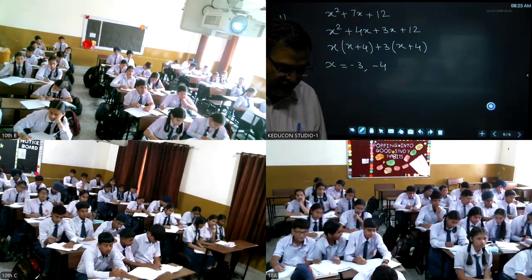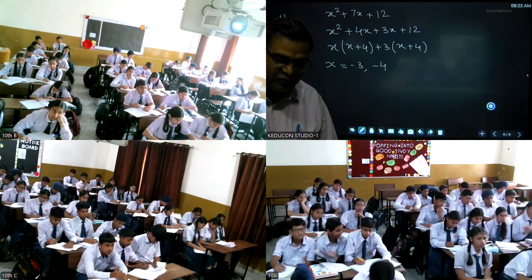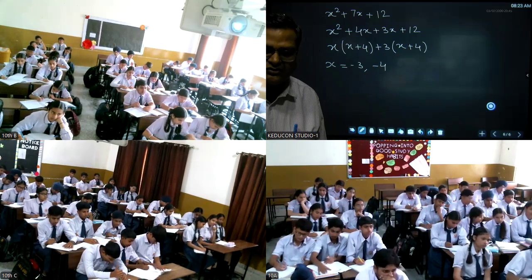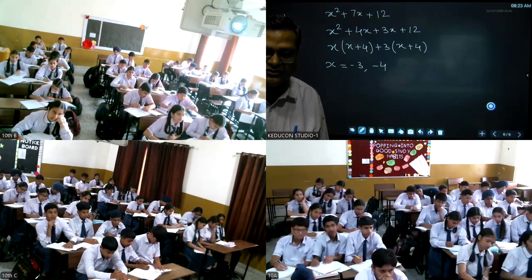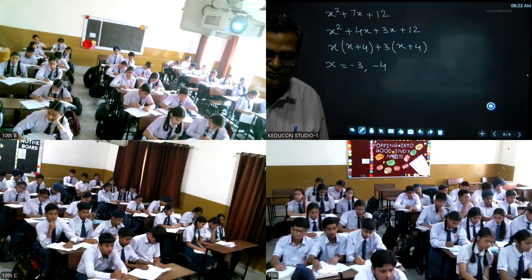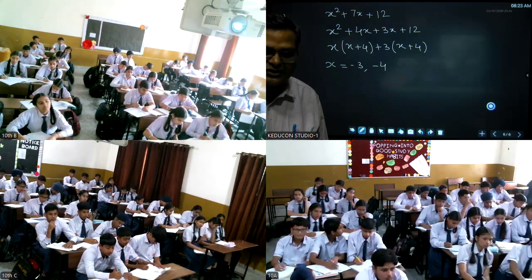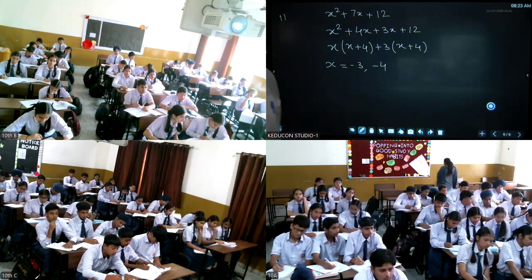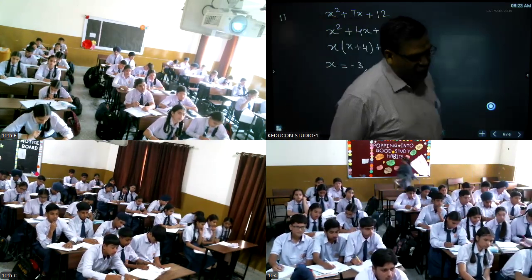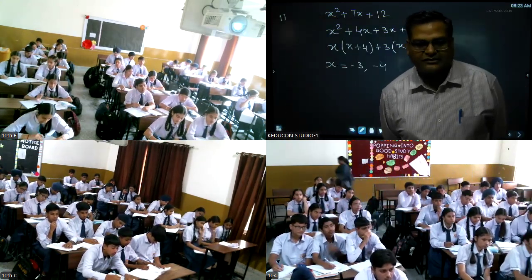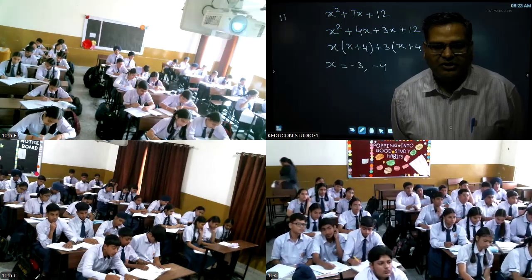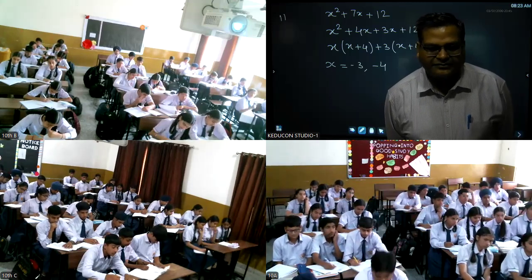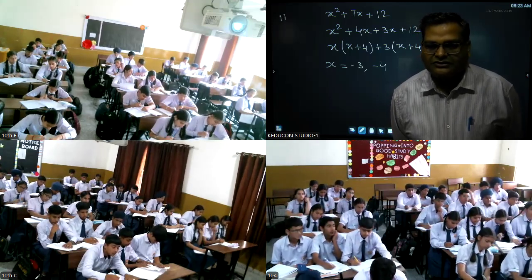Reason: a quadratic polynomial can have at most 2 zeros. Is this correct or not? This is also true. Is this the right explanation? Is this the right explanation, students? So no. So what will be the right choice? B option, right? Is this clear or not?